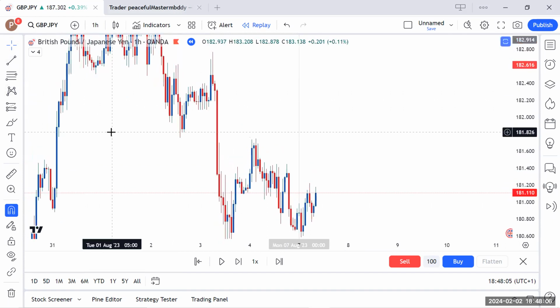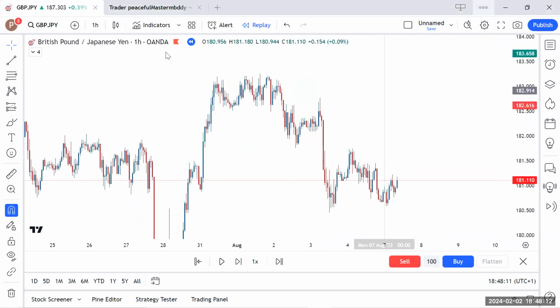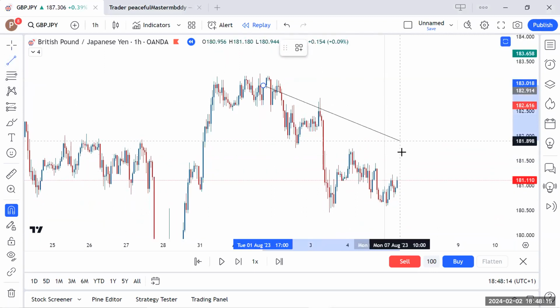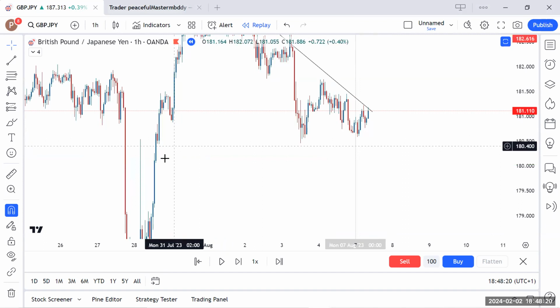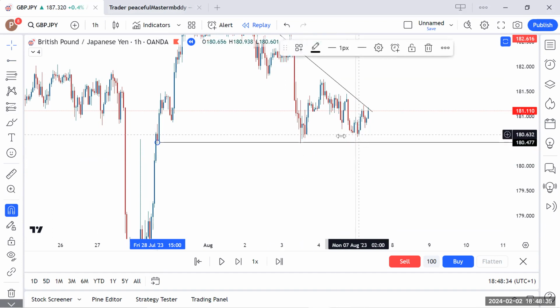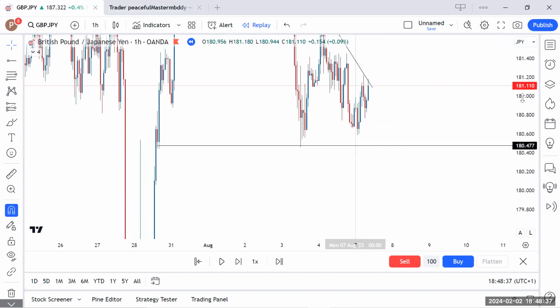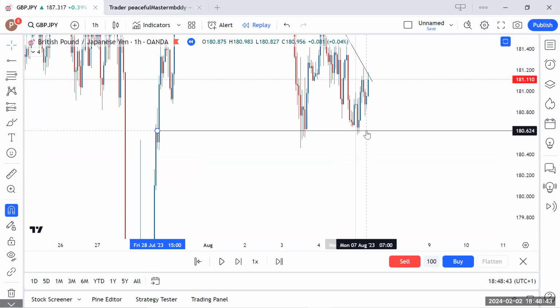So we'll mark that out. And then the area from where price reacted, we also mark that out as well. So price created a support at this area and also reacted from the same zone, the same area as well, which is around the 180,600. So let's just put our line at this 180,600 area.